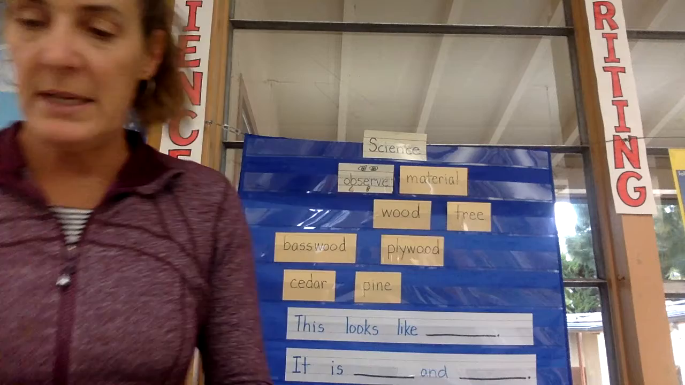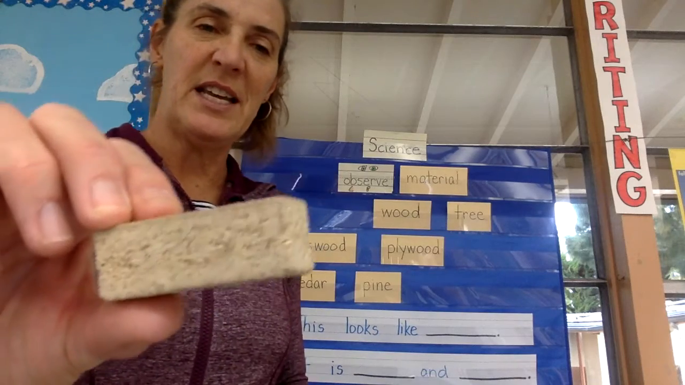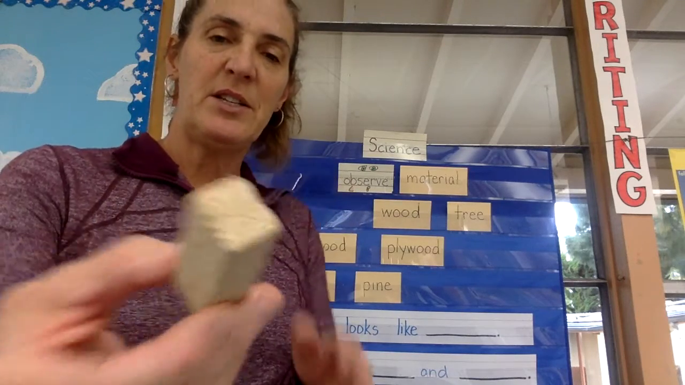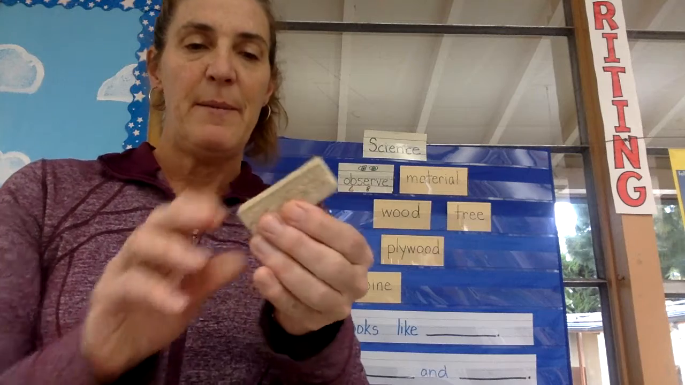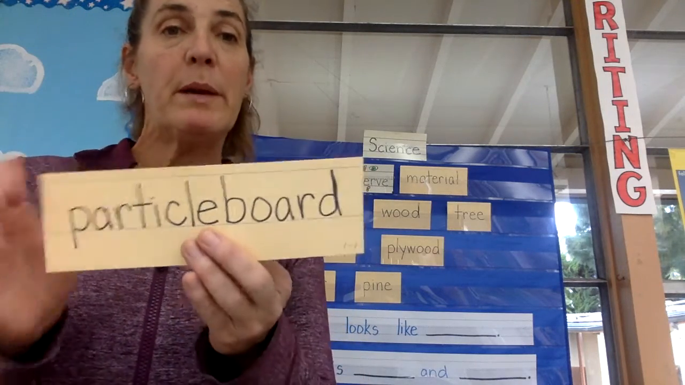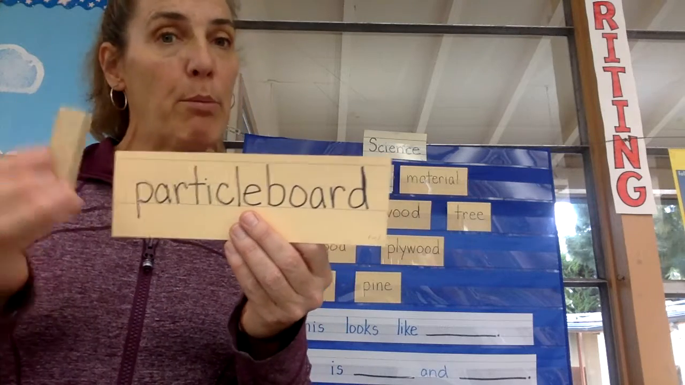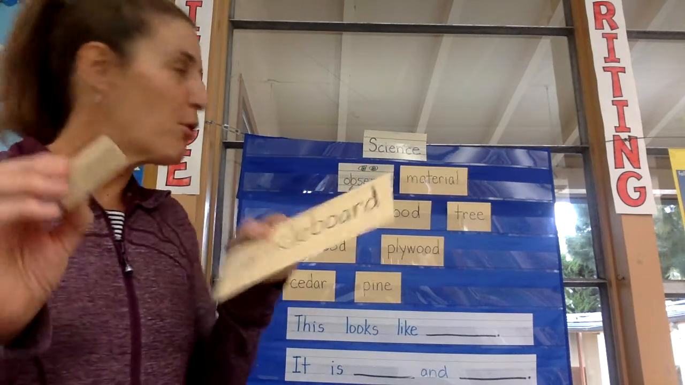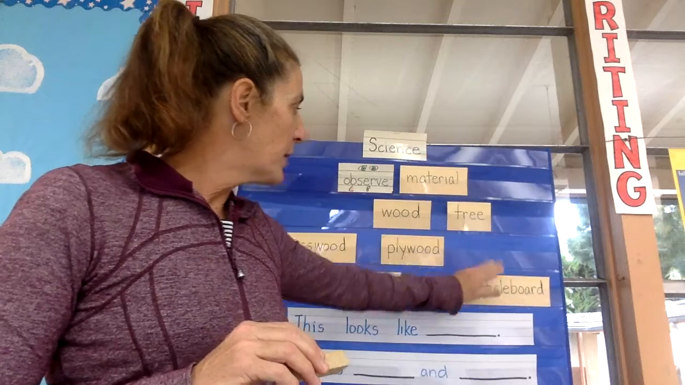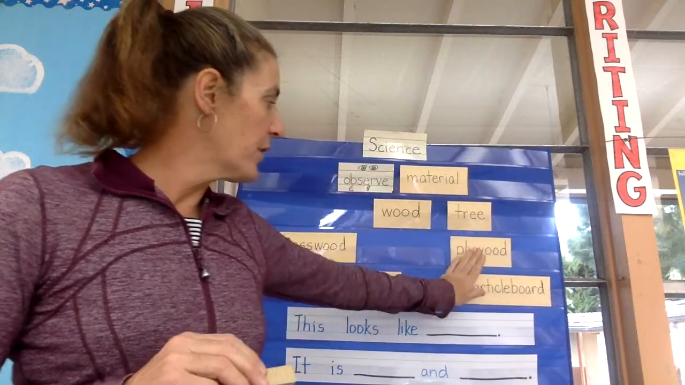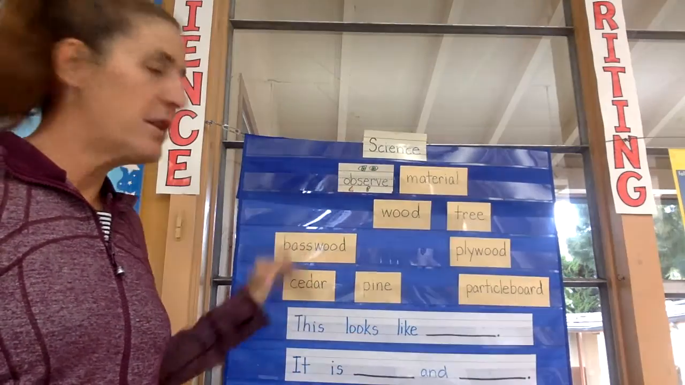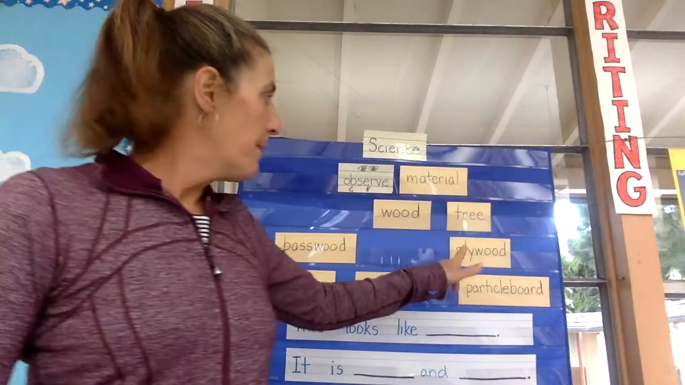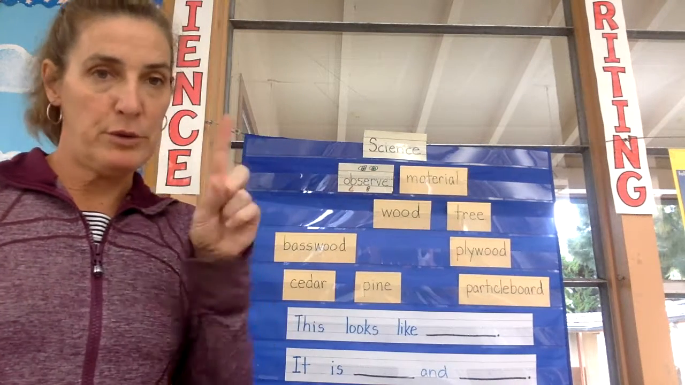And the final piece of wood, it looks kind of different, doesn't it? What does that look like to you? What does it feel like? That is called particle board. We'll be learning how they make particle board. There's no particle board tree. So maybe I'll move plywood and particle board over here. The pine, the cedar, and the basswood come from trees. The plywood and the particle board do not.